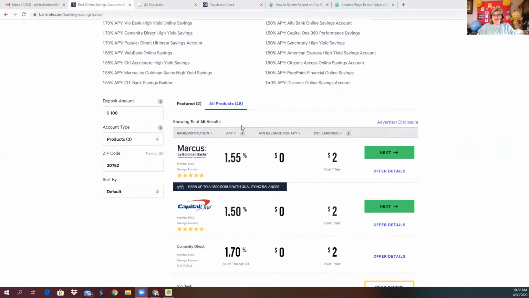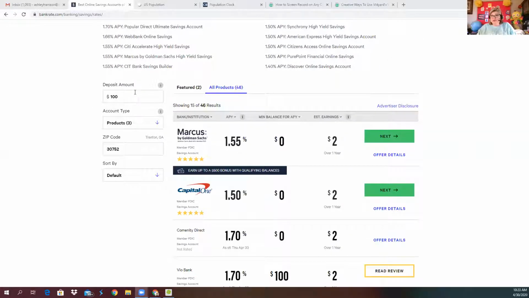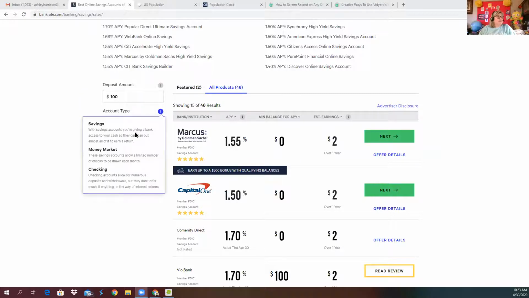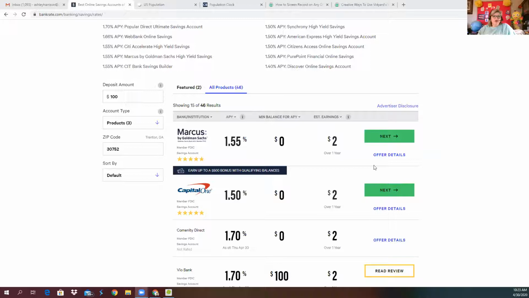And you can tell it how much you want to deposit. You know, sometimes when you deposit large amounts like 25,000, then there are better rates available for you. But I don't know about you, but Miss Harrison don't have that laying around. And if I don't have that laying around, I don't think you got that laying around. So let's start small, $100, right? So if we want to store away $100 and see what kind of rate we can earn on it.